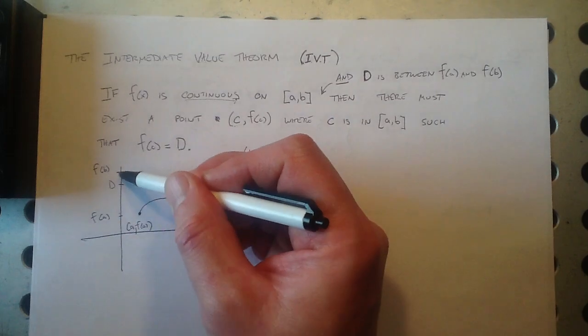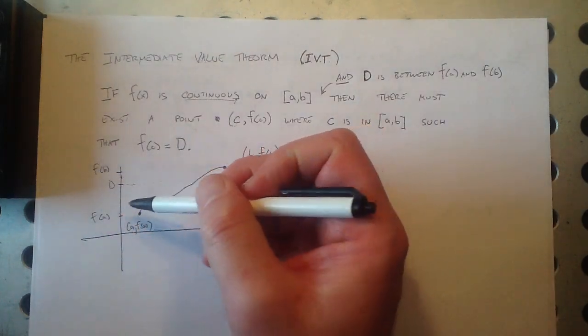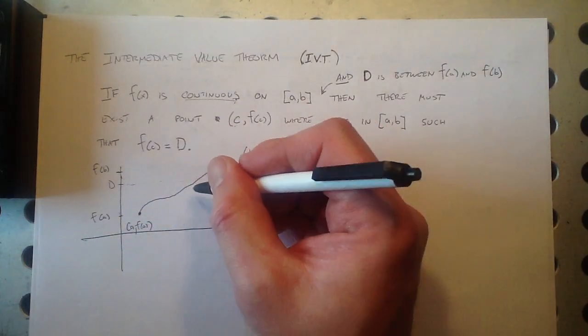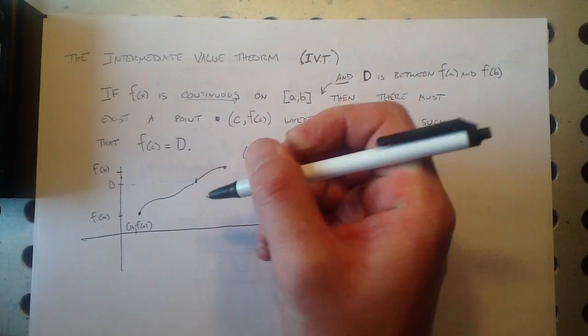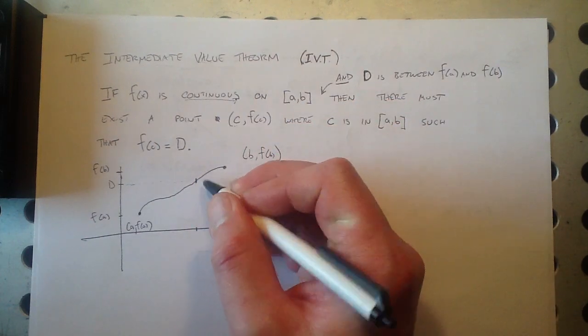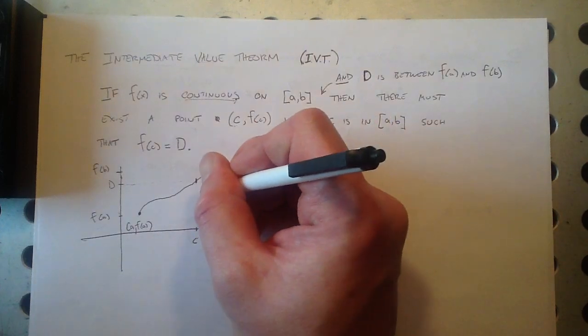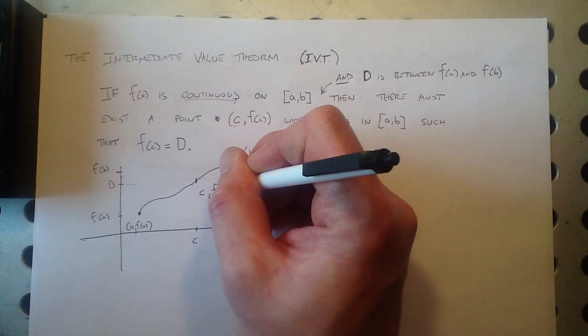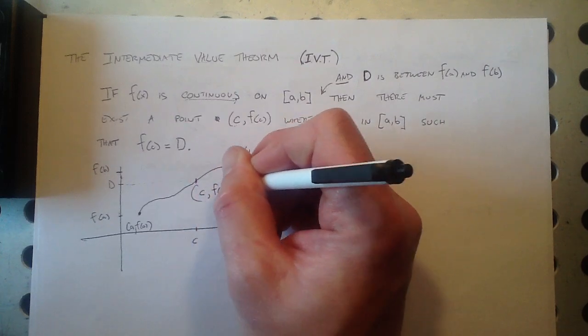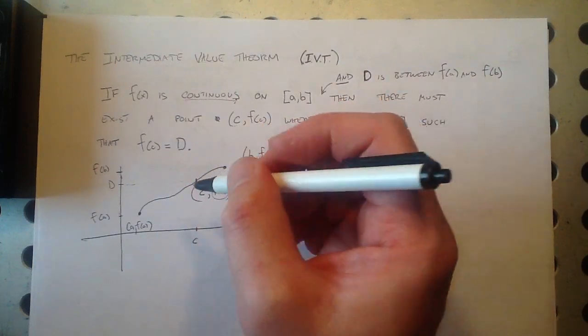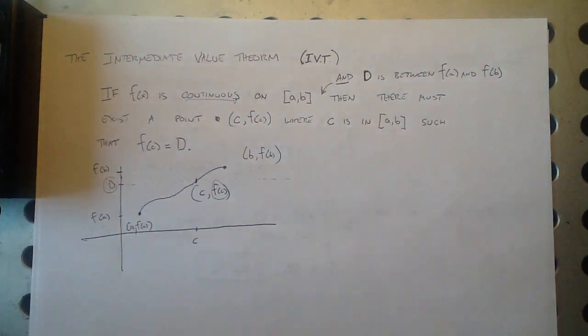Every single y value in between f of a and f of b has to get hit by some x value. So here's our point. What would the coordinates of this be? We would say this is the point c, comma, f of c, where f of c, the y value, was equal to the d that we were talking about. So that's what the intermediate value theorem says.